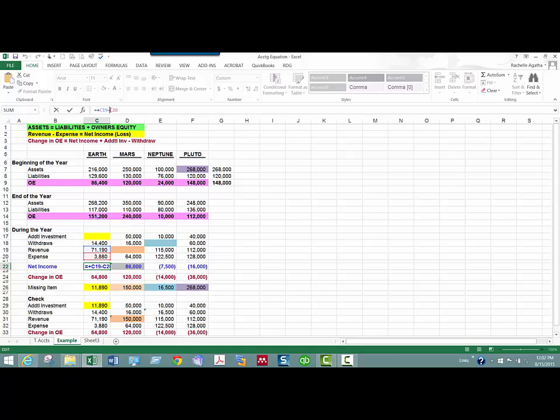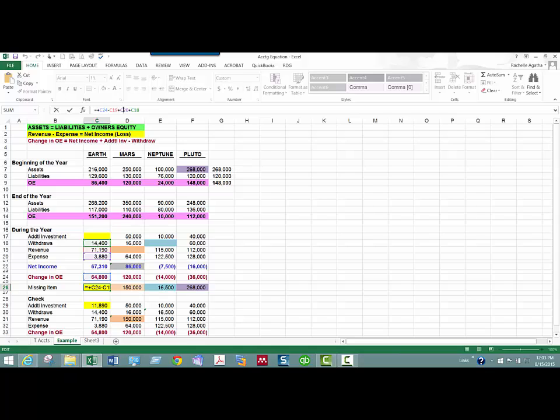It's like if you loved basic algebra, this is really for you. It's math and it's fun. Then in the problem, you have to find the change in your owner's equity, and that is the change from year to year. So if you see here, I have a formula, and it's subtracting the two years' owner's equity. I say my change in owner's equity is beginning equity minus ending equity. So that number comes out to be 64,800. So my missing item must be the difference between the pieces.